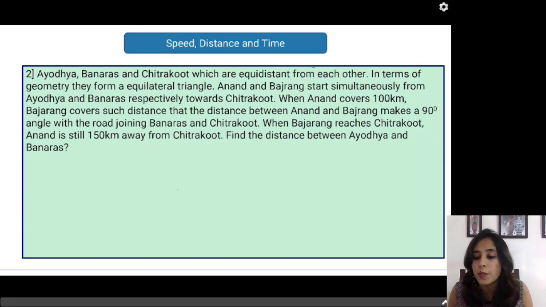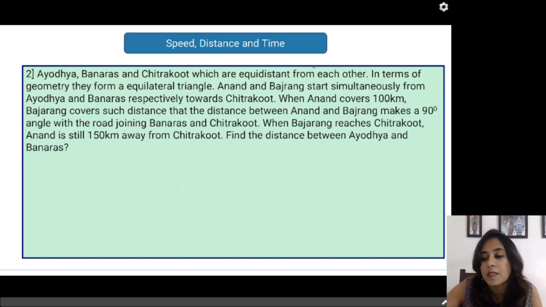Ayodhya, Banaras, Chitrakoot are equidistant from each other. In terms of geometry, they form an equilateral triangle. Anand and Bajrang start simultaneously from Ayodhya and Banaras respectively towards Chitrakoot. When Anand covers 100 kilometers, Bajrang covers such distance that the line between Anand and Bajrang makes a 90 degree angle with the road joining Banaras and Chitrakoot. When Bajrang reaches Chitrakoot, Anand is still 150 kilometers away from Chitrakoot. Find the distance between Ayodhya and Banaras.